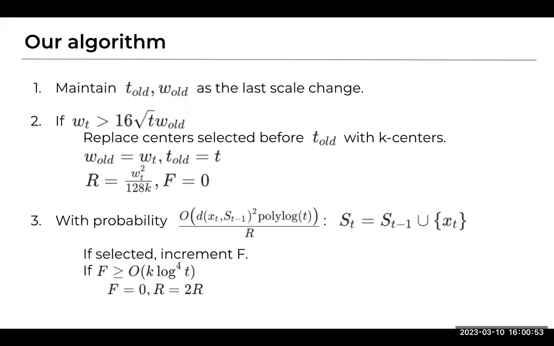So what you do is you just double R and reset F. And that's it for the algorithm. The intuition here is that this doubling and resetting procedure will push you to an equilibrium where you're not likely to select more than like k log t points. And once you're in that equilibrium, that's going to both help you bound how many centers you end up choosing, and also help your value of R be appropriately selected.